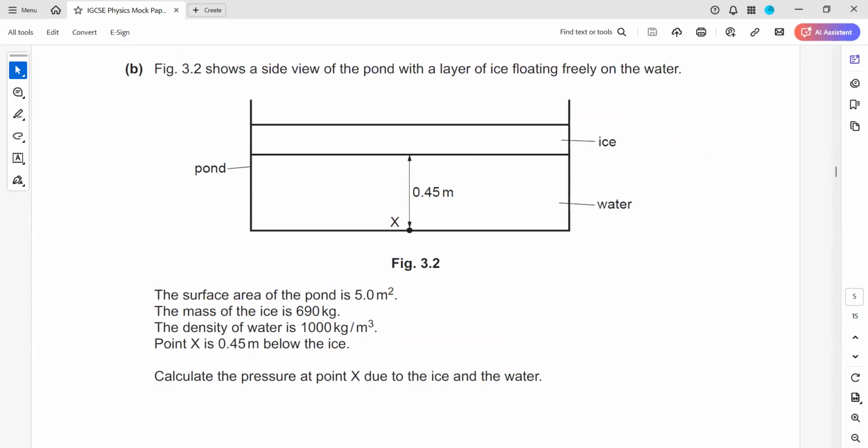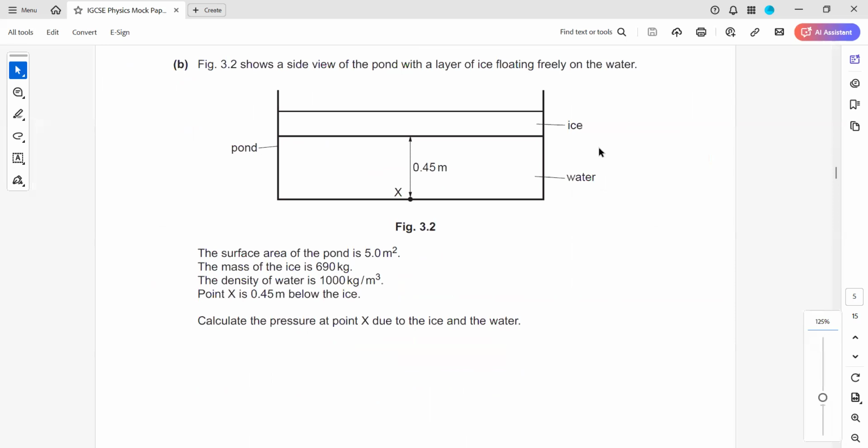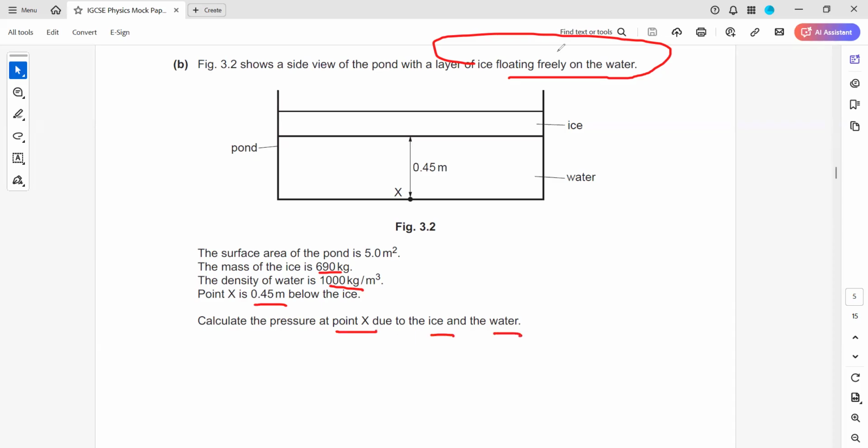The next is figure 3.2, which shows the side view of a pond with a layer of ice floating freely on the water. The surface area of the pond is 5 meters squared. The mass of the ice is 690 kilograms. The density of the water is 1000. The point X is 0.45 meter below. Calculate the pressure at point X due to the ice and water.